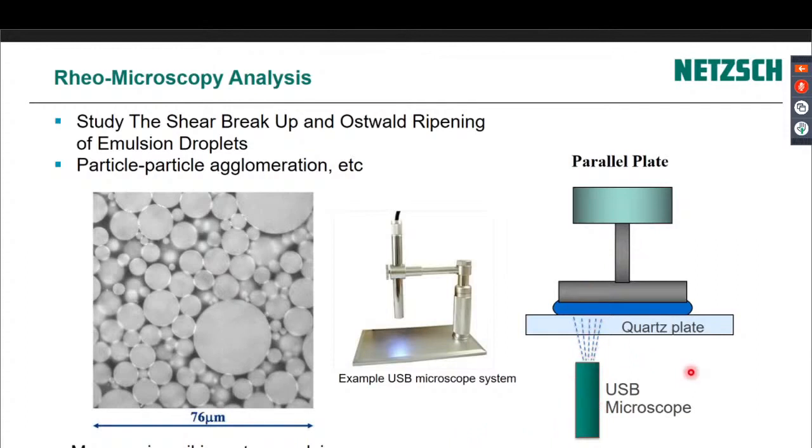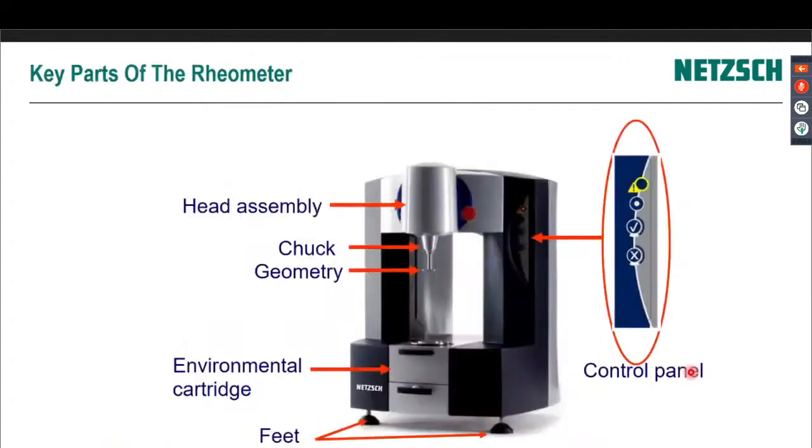And you can do that with an oscillation as well. And you can do it with a temperature ramp. So you could see as you reheat the sample, when is it ripening, or when is it going to coalesce, and things like that. So these are the key parts of the rheometer.